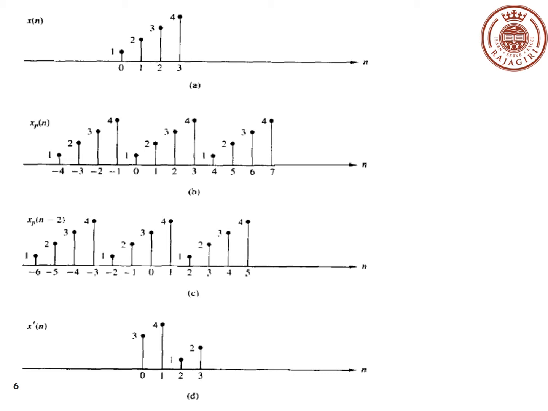So given the graphical representation of x of n, you have 4 samples of the given x of n, and it's from 0 to 3. Now we consider the periodic extension of this. That means this signal is now going to repeat after every 4 samples, because the length is 4. Okay, so we have the signal repeating after every 4 samples, 0, 4, minus 4, and so on.